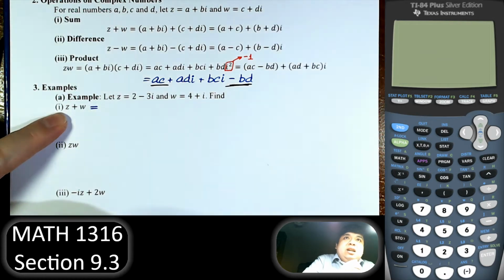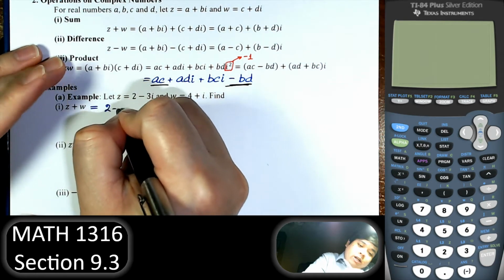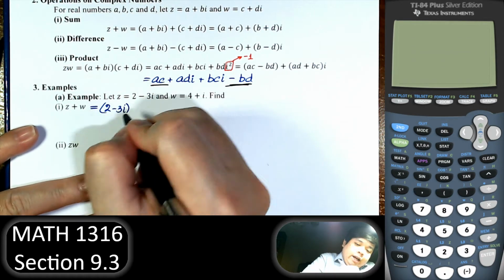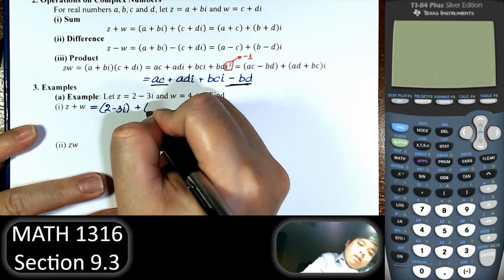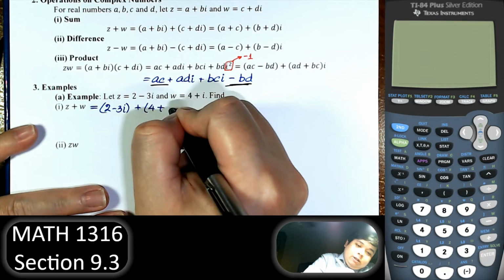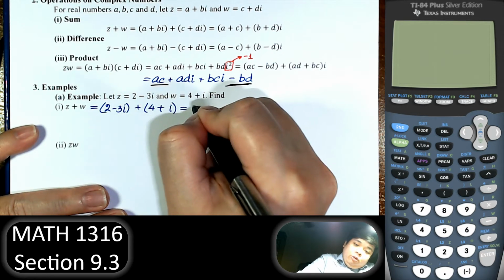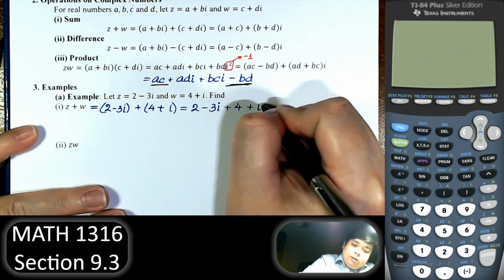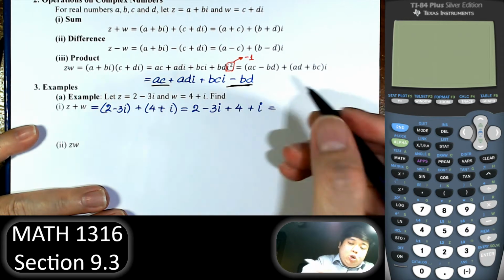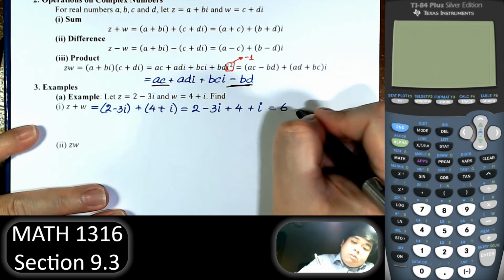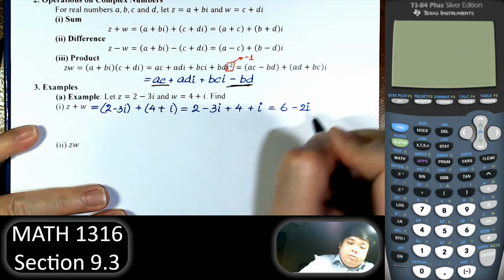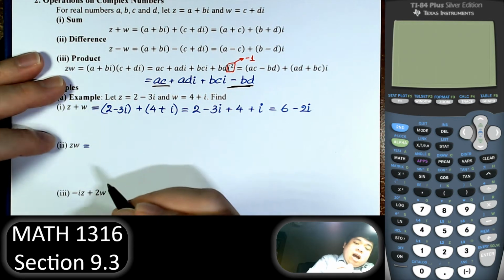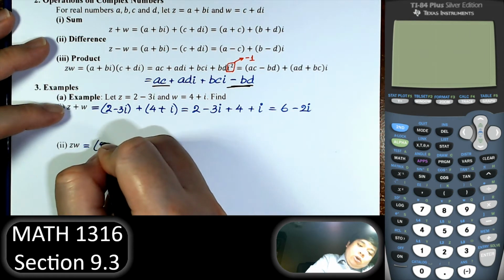So z is 2 minus 3i, and then plus w, 4 plus i. Remove the parentheses, and then combine like terms. 2 plus 4 is 6, minus 3i plus i is minus 2i. Simple enough, right?